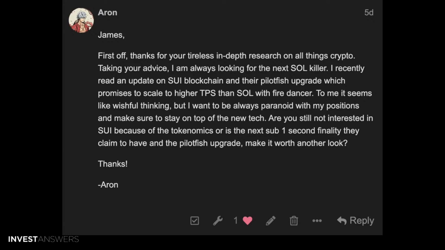I recently read an update on Sui blockchain and their Pilotfish upgrade, which promises to scale a higher TPS than Sol with Firedancer. To me, it seems like wishful thinking, but I want to be always paranoid with my positions. Brilliant. ABP, always be paranoid, as I say, and ABL, always be learning. So you are on top of it. And make sure you're on top of the new tech.